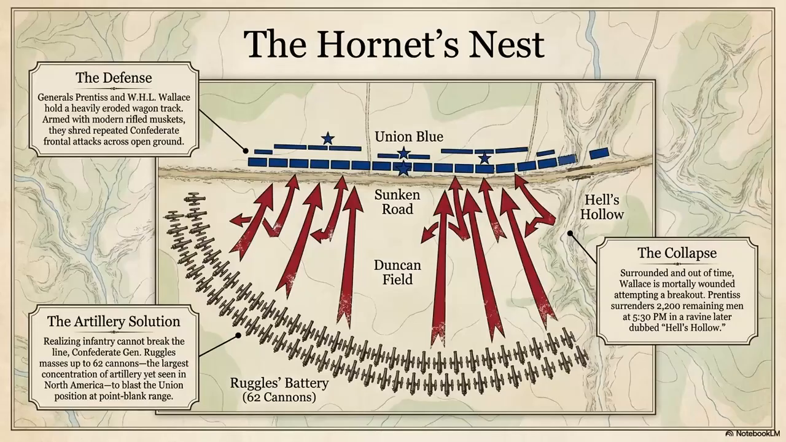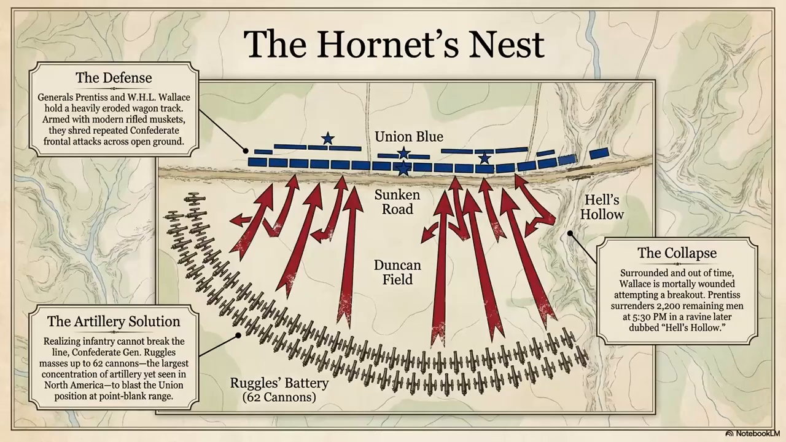We now enter the legendary focal point of the battle, the Hornet's Nest. Here, Union Generals Prentiss and W.H.L. Wallace anchor a stubborn defense along a heavily eroded wagon track known as the Sunken Road. Armed with modern rifled muskets, they shred repeated Confederate frontal attacks across the open terrain of Duncan Field.